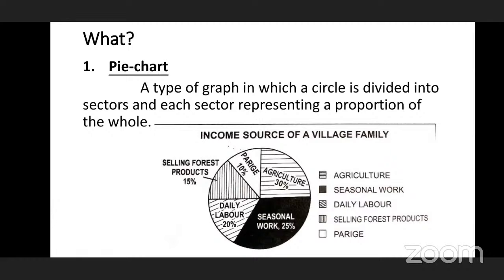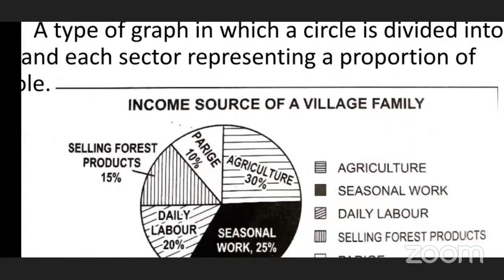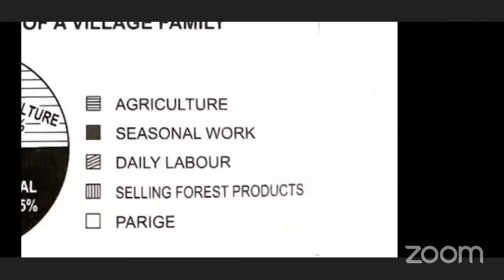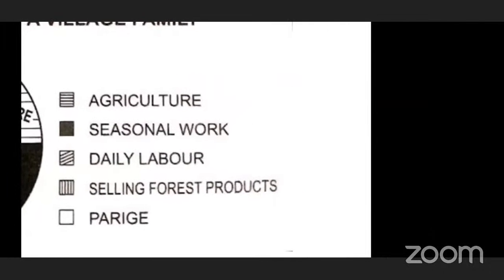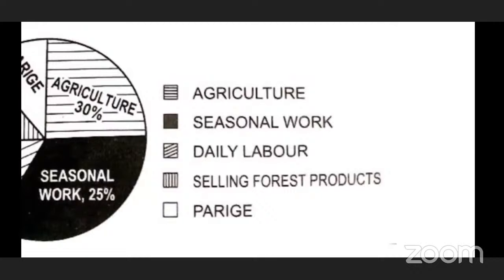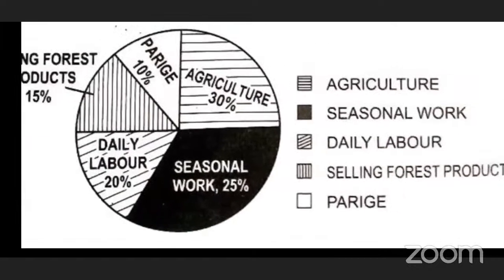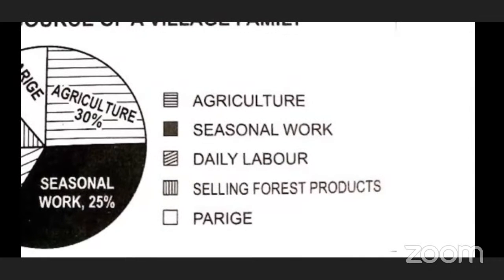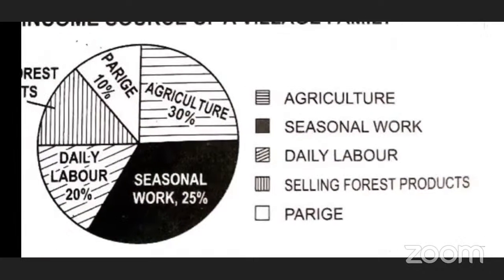There are several means by which they earn their income, around five types of income that the family gets here. You can see the indications. They are agriculture, seasonal work, daily labor, selling forest products, and parige. What is the percentage of income that they earn through agriculture? What is the percentage through seasonal work, through daily labor, through selling forest products, and through parige?